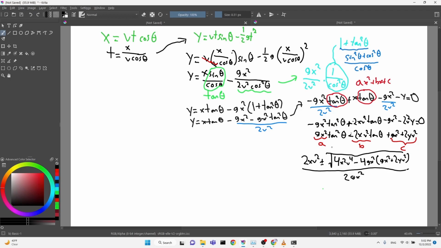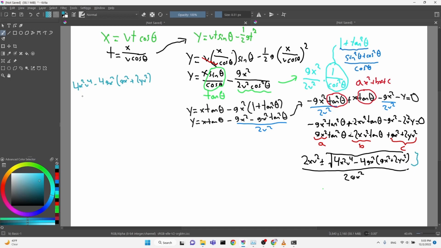Now, this is a pretty nasty looking quadratic, right? I'm just going to point out something interesting that we can simplify inside here. I'm going to move to the other side because I'm running out of room. Anyway, we rewrite this: 4x squared v to the 4th minus 4gx squared, and then times gx squared again plus 2yv squared. That's our discriminant.